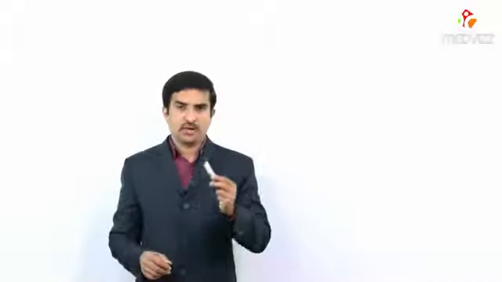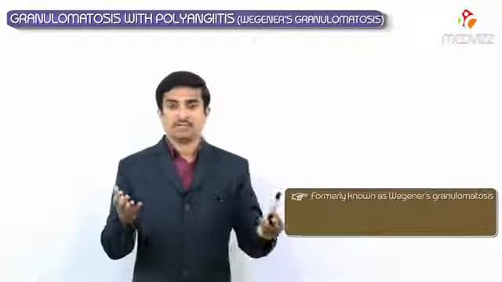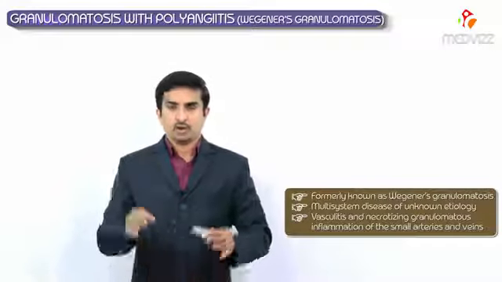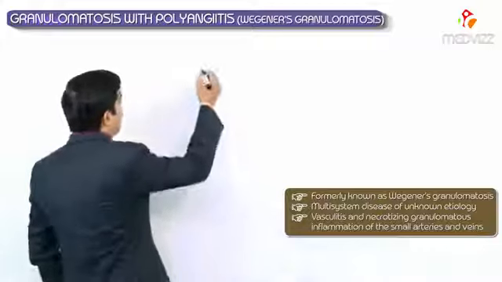In the discussion of vascular pathology, our next topic is granulomatosis with polyangiitis, formerly known as Wegener's granulomatosis. It is also a vasculitis, and like other vasculitis, the mechanism is unknown. It is a multi-system disease of unknown etiology. The cause is idiopathic, like other vasculitis.